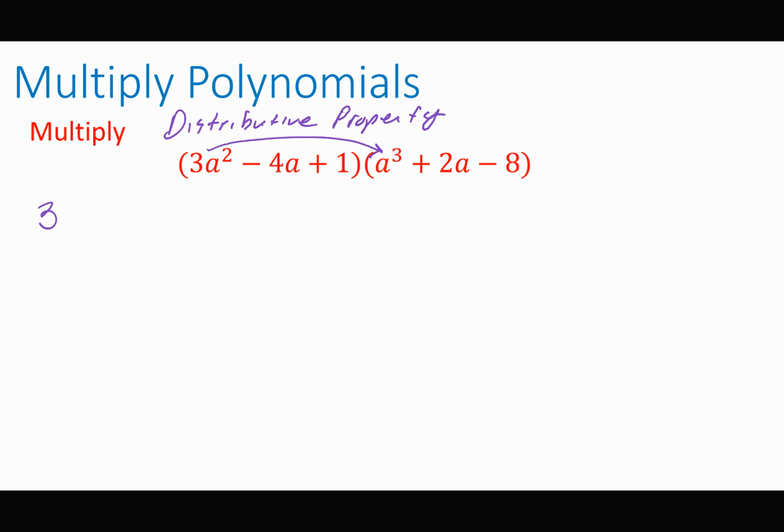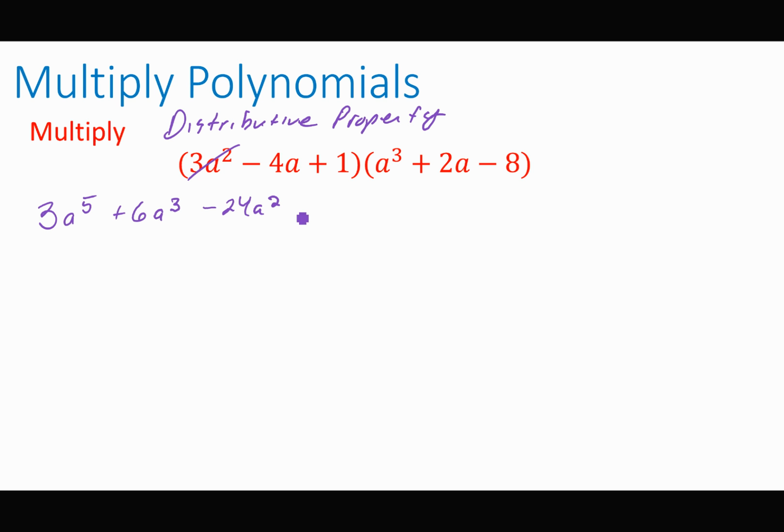So 3a squared times a to the 5th, I'm sorry, a squared times a cubed would be a to the 5th. 3a squared times 2a would be a positive 6a cubed. 3a times my negative 8 would be a negative 24a squared. So first term, through all the 3 on the other one. And then I'm going to go to the next one.